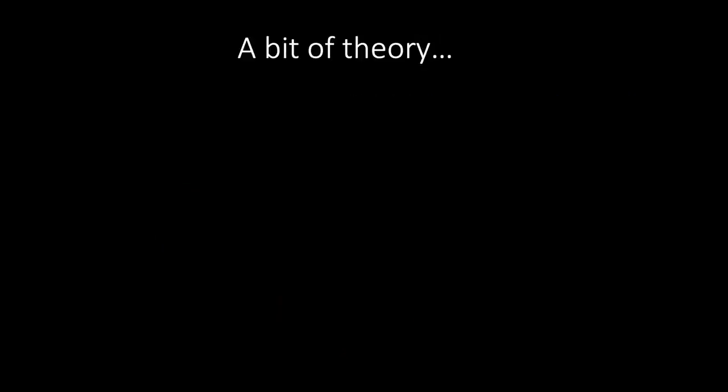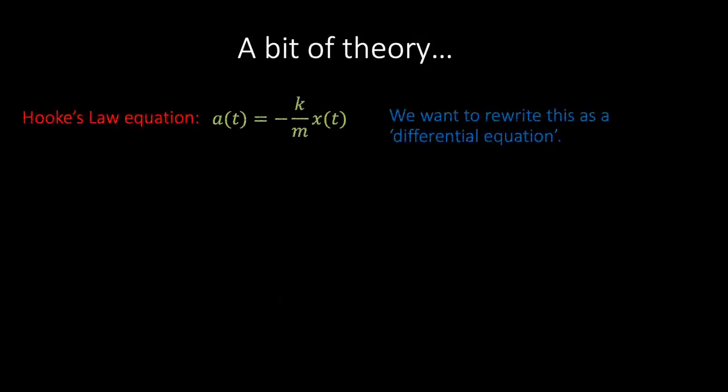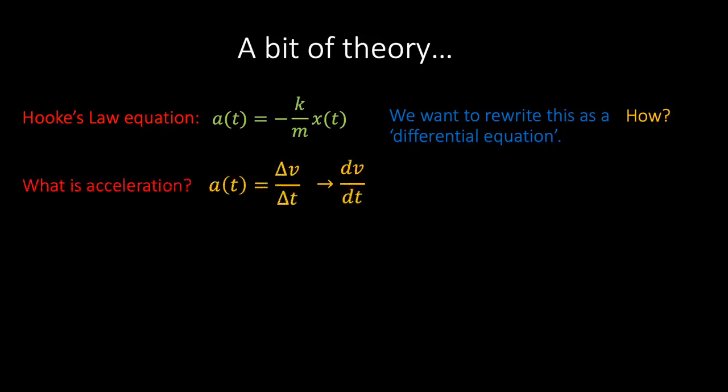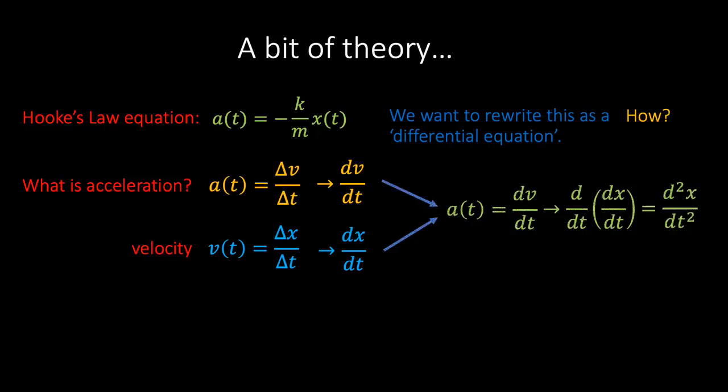In order to understand the dynamics of an oscillating spring, we will take the Hooke's law equation and rewrite it as a second-order differential equation, which will make it easier to analyse from a mathematical perspective. So how do we do this? Firstly, recall that acceleration is defined as the rate of change of velocity, which we can write as dv by dt. Furthermore, velocity is defined as the rate of change of displacement, and we can write that as dx by dt. And so if we combine these two definitions, we can write the acceleration as d by dt of dx by dt, which is conventionally written as d2x by dt squared.